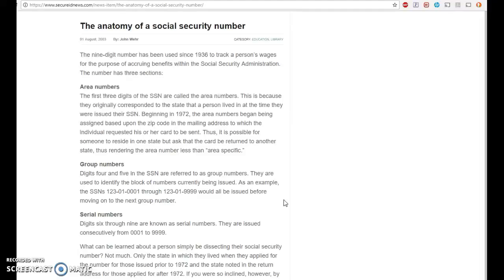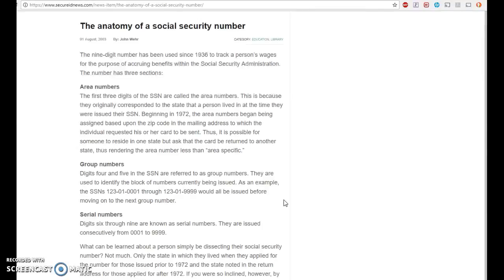It's quite a bit of information, but I'm only going to be going through the actual anatomy of the Social Security number at the moment. You can look anything else up you want on it. This is a lot of really good information. So the 9-digit number that has been used since 1936 to track a person's wages for the purpose of accruing benefits with the Social Security Administration has 3 separate sections.